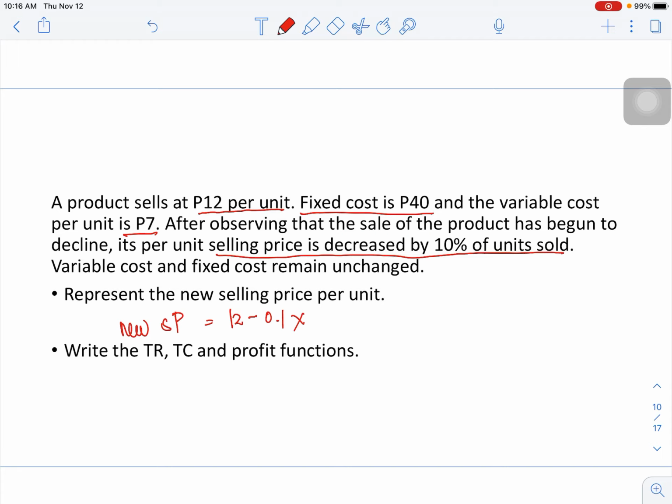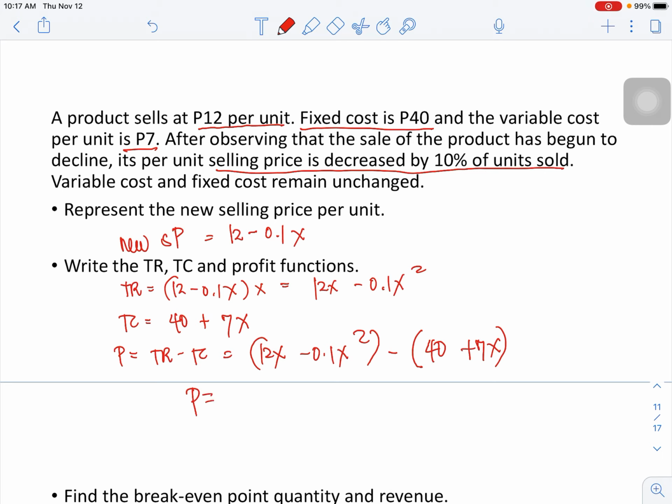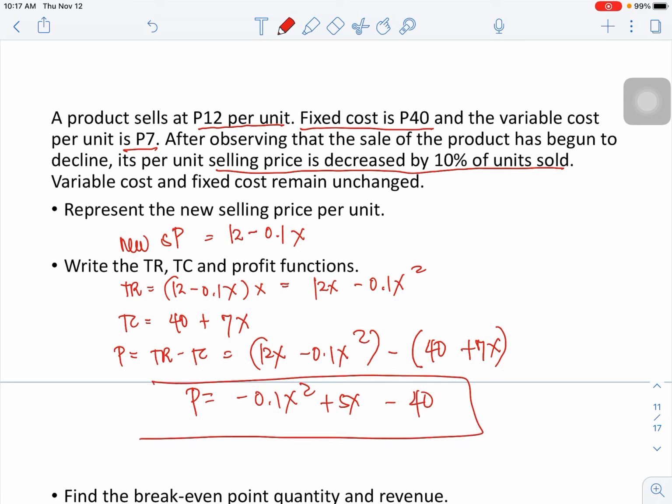Write the TR, TC, and the profit function. The TR is equal to the selling price, 12 minus 0.1x, times the number of units sold, x, which is 12x minus 0.1x squared. The TC is the fixed cost of 40 pesos plus the variable cost of 7x. The profit is equal to TR minus TC, which is 12x minus 0.1x squared minus the total cost of 40 plus 7x. Simplifying, P is equal to negative 0.1x squared plus 5x minus 40. This is our profit function.